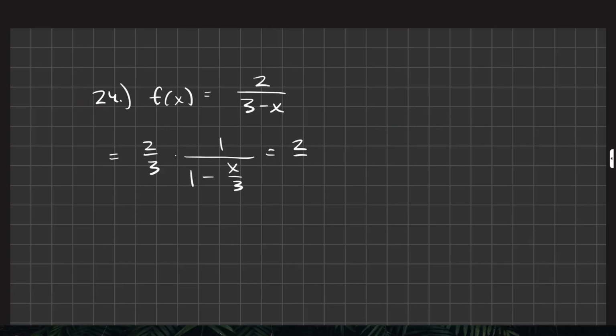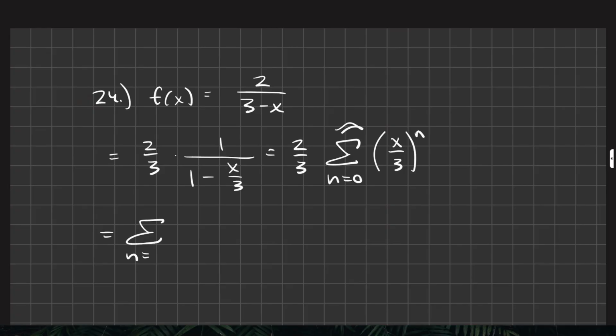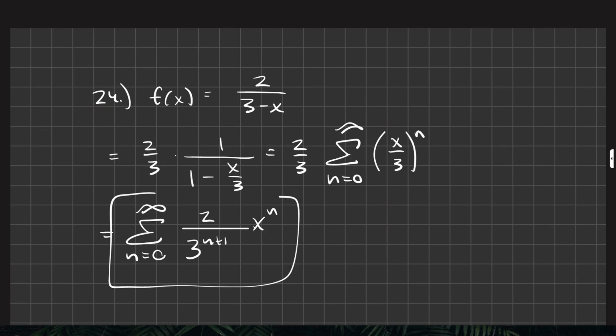So this is 2/3, and now we can form the geometric power series, where our common ratio is x over 3 to the n. And we want to put that 2/3 into the series, so we treat it like a copy of that 3 in the denominator. So we'll have the series from n equals 0 to infinity of 2 over 3 to the n plus 1 times x to the n. So this is our power series.